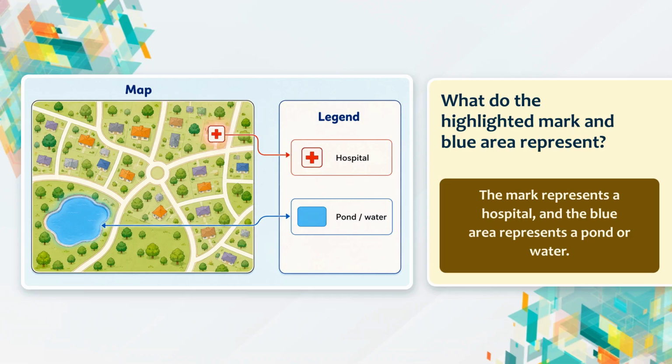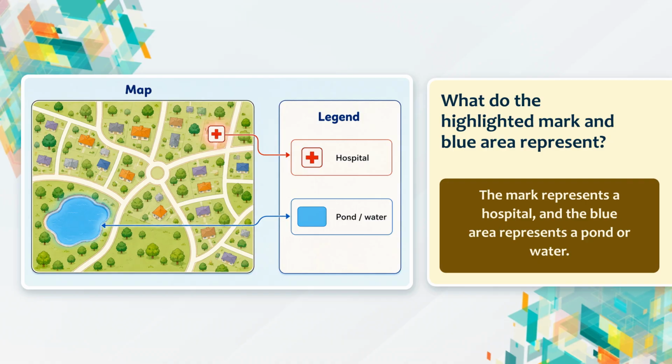Trace both matching paths from map to key. What do the highlighted mark and blue area represent? The identical entries settle both meanings. The mark represents a hospital, and the blue area represents a pond or water. Both meanings are confirmed by the legend.